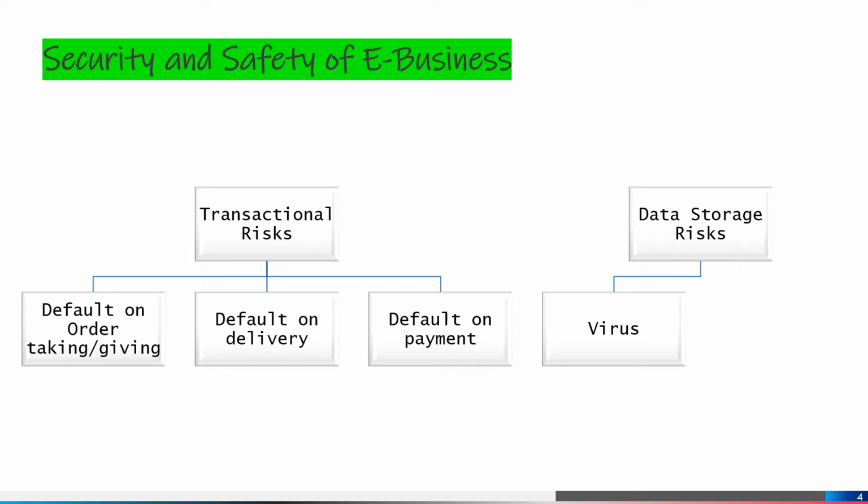What is the very first risk under this category? The very first risk under this category is virus. This is such a common word, but do you know what the meaning is? What is the full form of this word? It has a meaning: vital information under siege. So that is the full form of this word, virus.